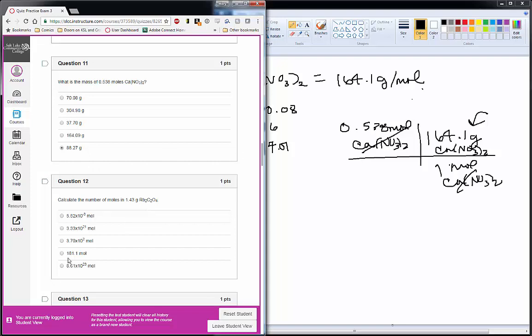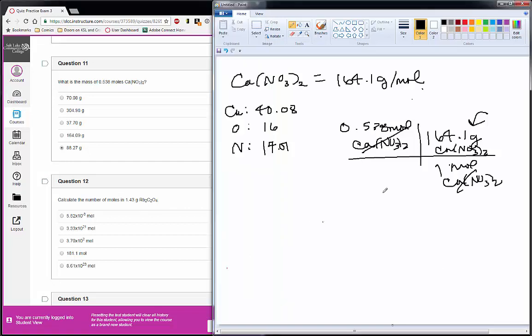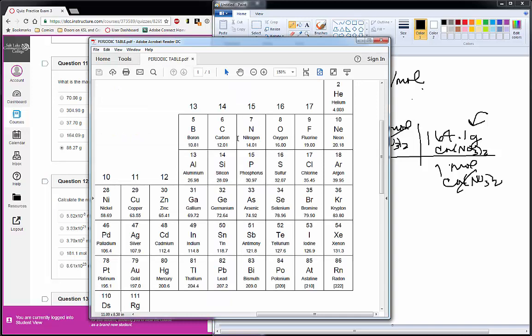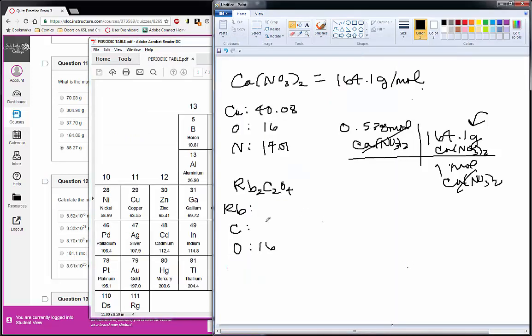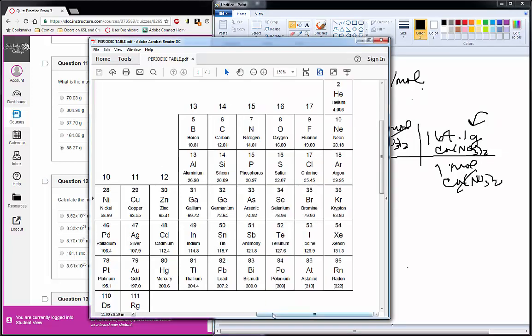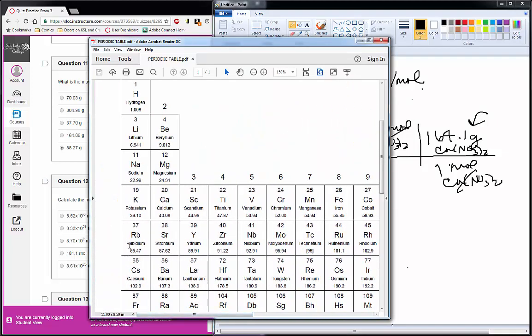Next, going the other direction, if I have the grams, then can I calculate moles? Of course I can. This is just dimensional analysis and looking stuff up on the periodic table. So if I have Rb2C2O4, rubidium, carbon, we know that oxygen is 16. We can look up on our periodic table. Carbon is 12.01. And rubidium right here, 85.47.